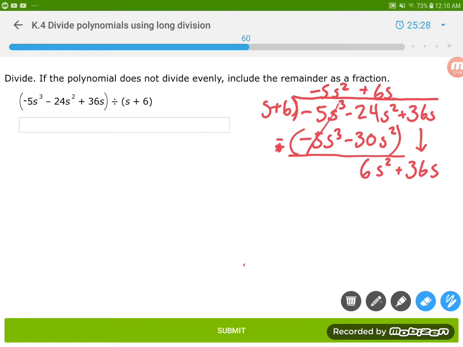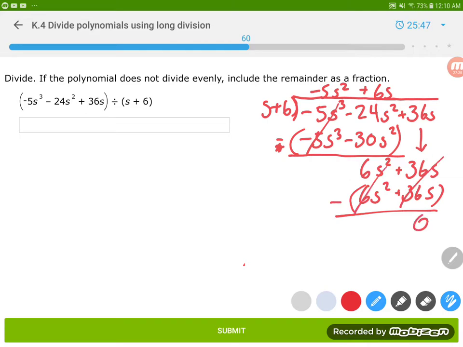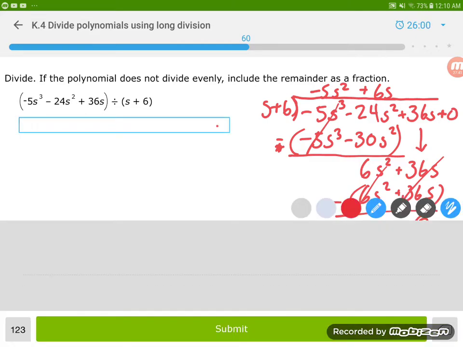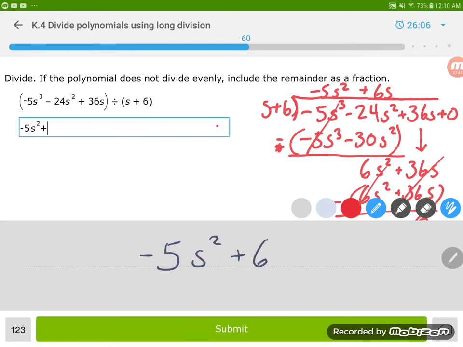So we have to multiply that by 6s. So 6s times s is 6s squared. And then 6s times 6 is 36s. So that's really nice, right? Because we see that this actually evenly divides. We're left with no remainder. And notice I didn't include that constant term here, the plus 0 right there, because it wouldn't have really made a difference. But we're going to see probably in the next couple examples how that can affect it. Alright, so negative 5s squared plus 6s.